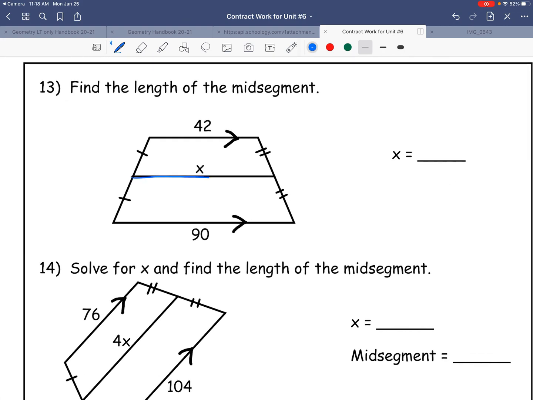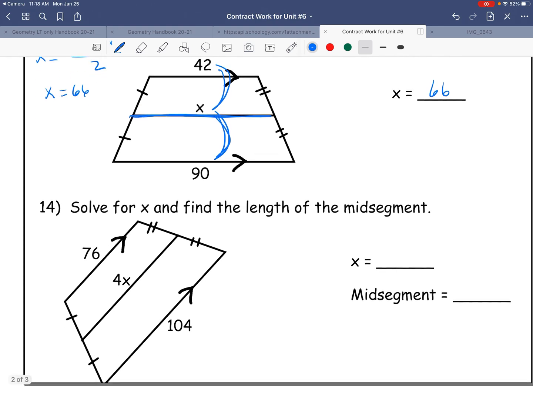Find the length of a mid-segment. This is the mid-segment, and it's the average of the other two lengths. So I'm going to take 42, add 90, divide by 2, and you get that x is 66. And then double check. The difference between 66 and 42 should be the same as the difference between 66 and 90 because it's the average. The mid-segment is the average.